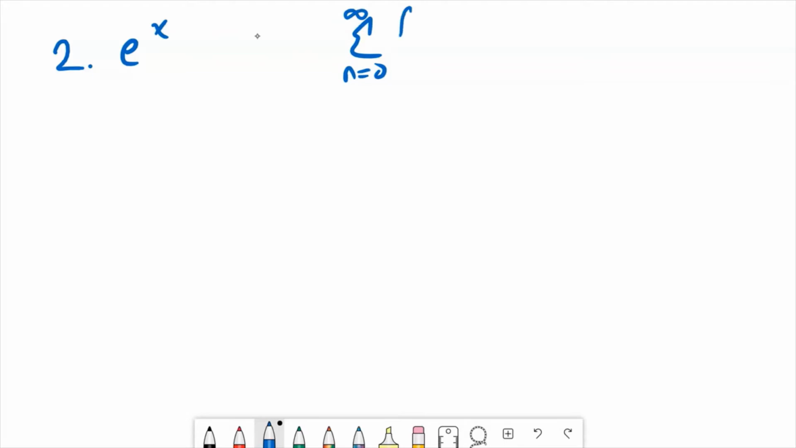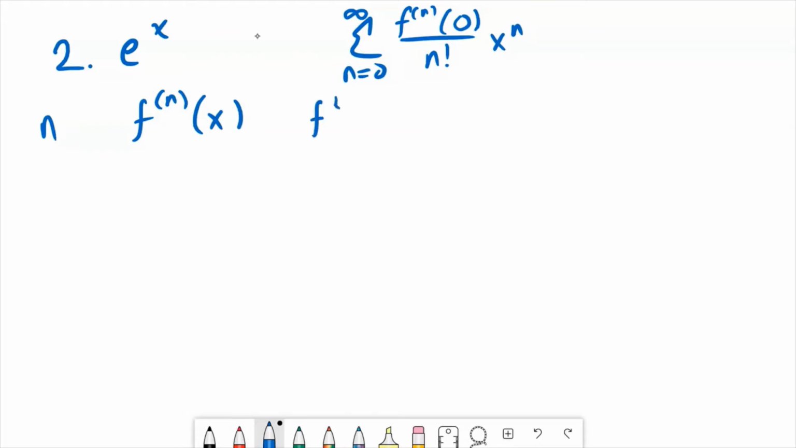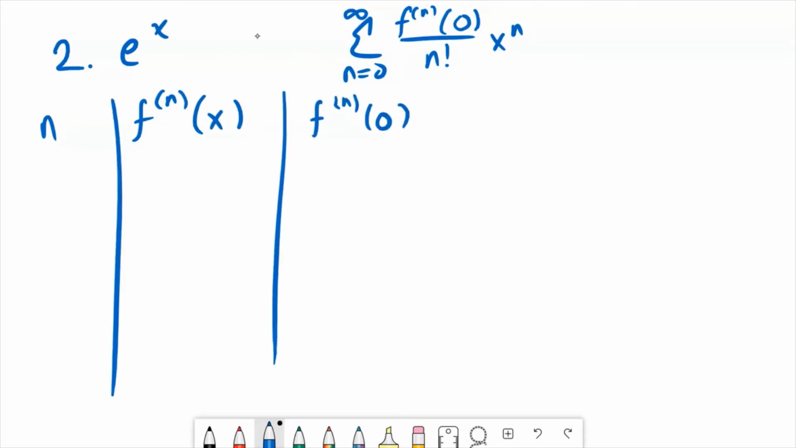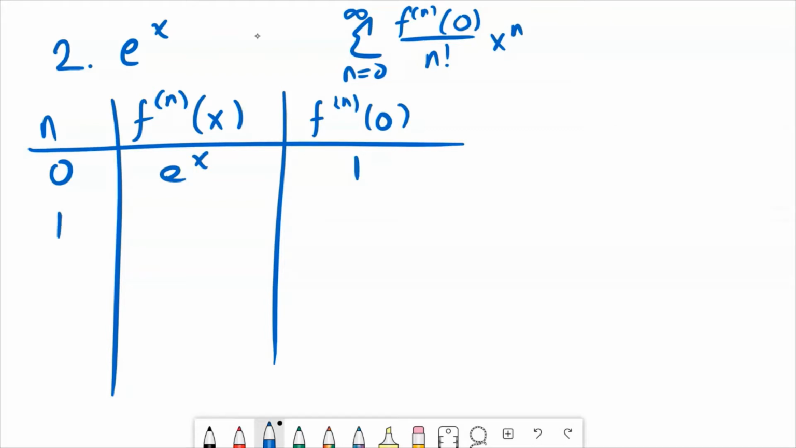So it's going to look like this, f to the n of 0 divided by n factorial x to the n. If you write it out every time before you do it, you'll memorize this equation much faster. So here we have it. I'm going to keep a chart for n, and then a chart for f. So for 0, it's going to be a plain simple form, e to the x, and evaluated at 0, you get 1. For 1, you still get 1, and for 2, you're still going to get 1. And this pattern of 1s will keep going forever because the derivative of e to the x is itself.